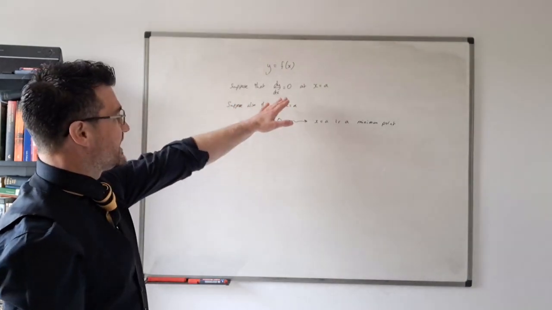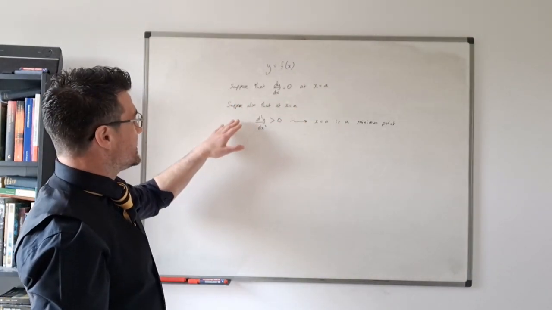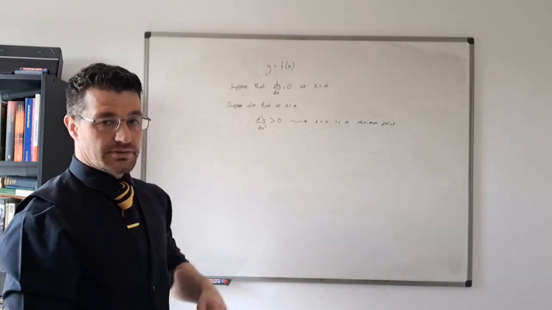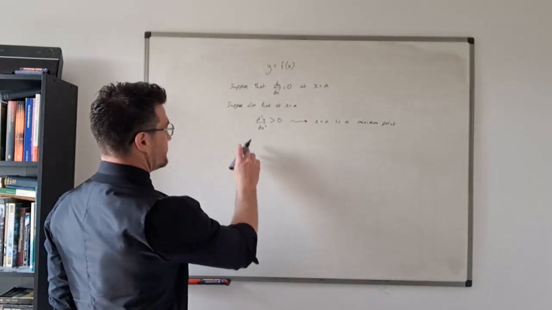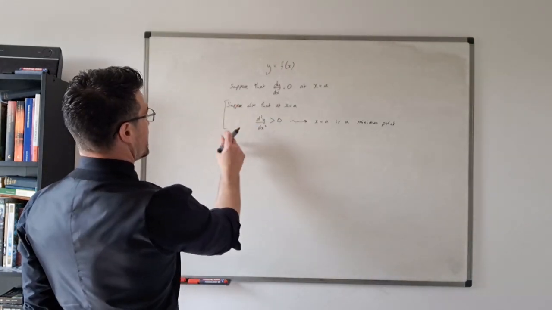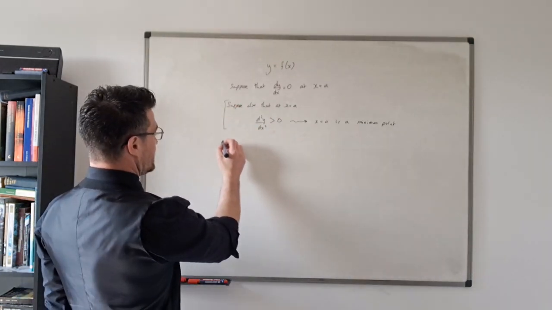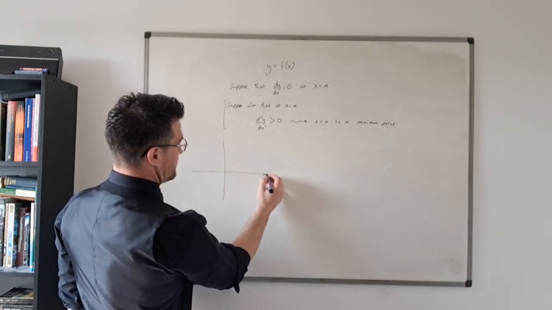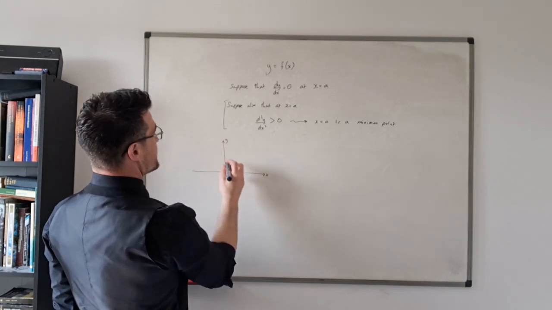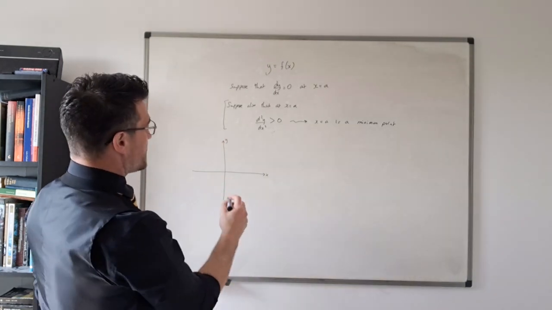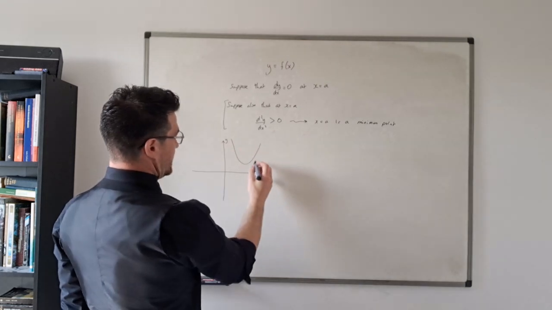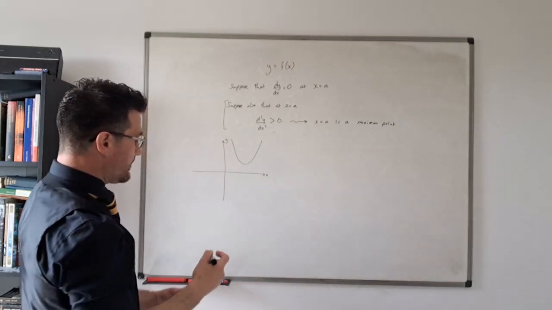So we've got dy/dx equals 0 at x equals a, and the second derivative at x equals a is greater than 0. Actually, this is what we want to show, why this is the case. So let's start with y equals f(x), and what we've got is a minimum point. Okay, so here's our graph around our minimum point.